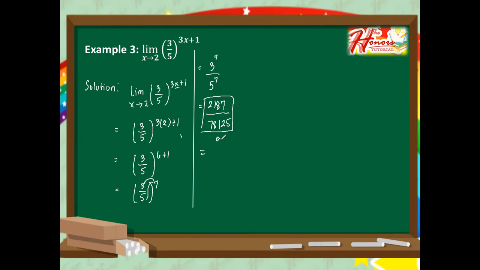So let's write it here. If we're going to divide 2,187 divided by 78,125, that is equal to 0.02799936. Or we can just simplify it and write 0.03. So that is the answer for example number 3.